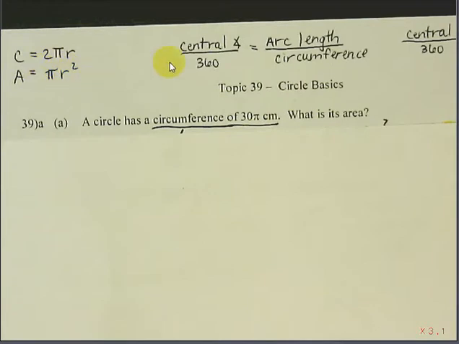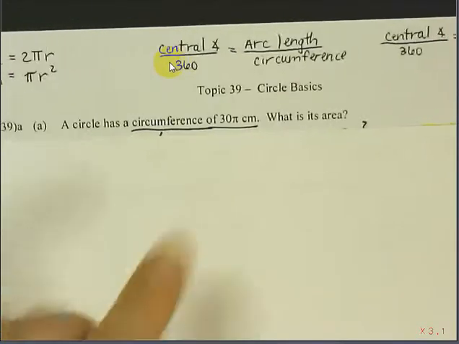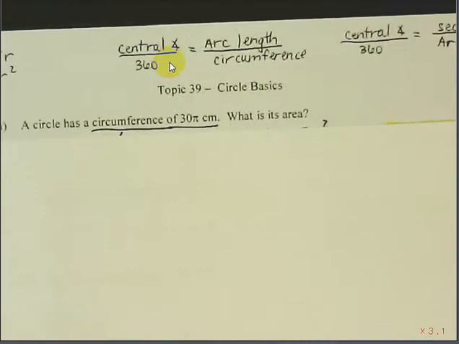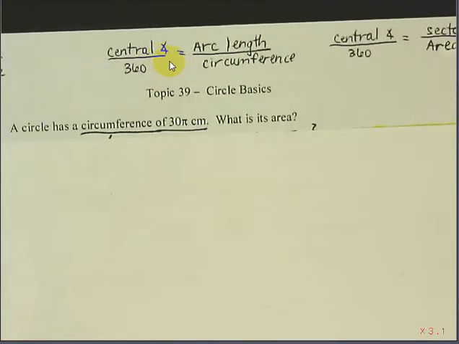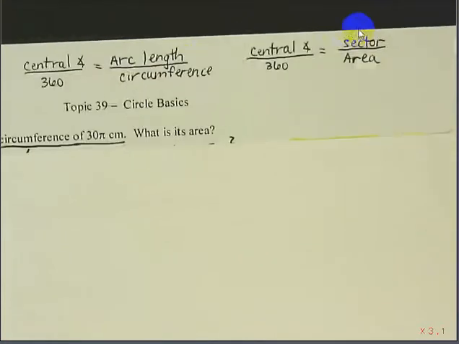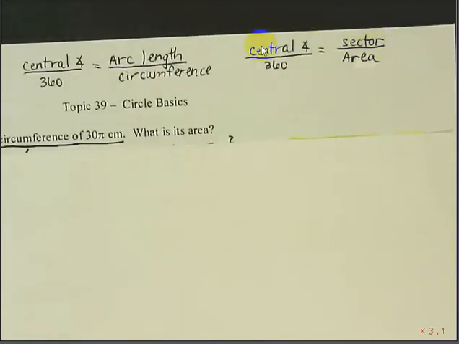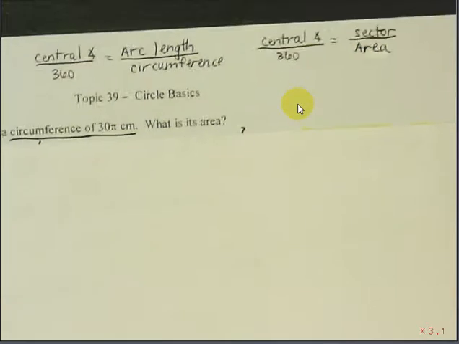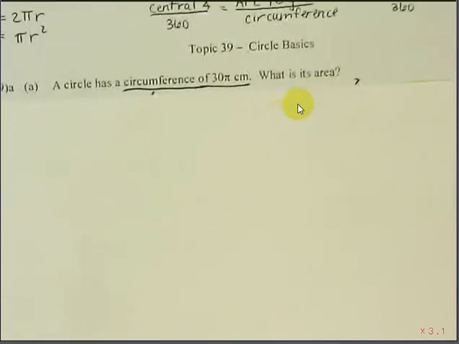squared times pi. Also, if we have to deal with a problem that has to do with arc length, remember we did this in topic 38, but we have to know the central angle divided by 360 is proportional to the arc length over the total circumference of the circle. Whereas if we have a problem involving a sector, we're going to take the central angle divided by 360, set that equal to the area of the sector over the total area of the circle. Okay, so remember, make sure you know those four formulas.